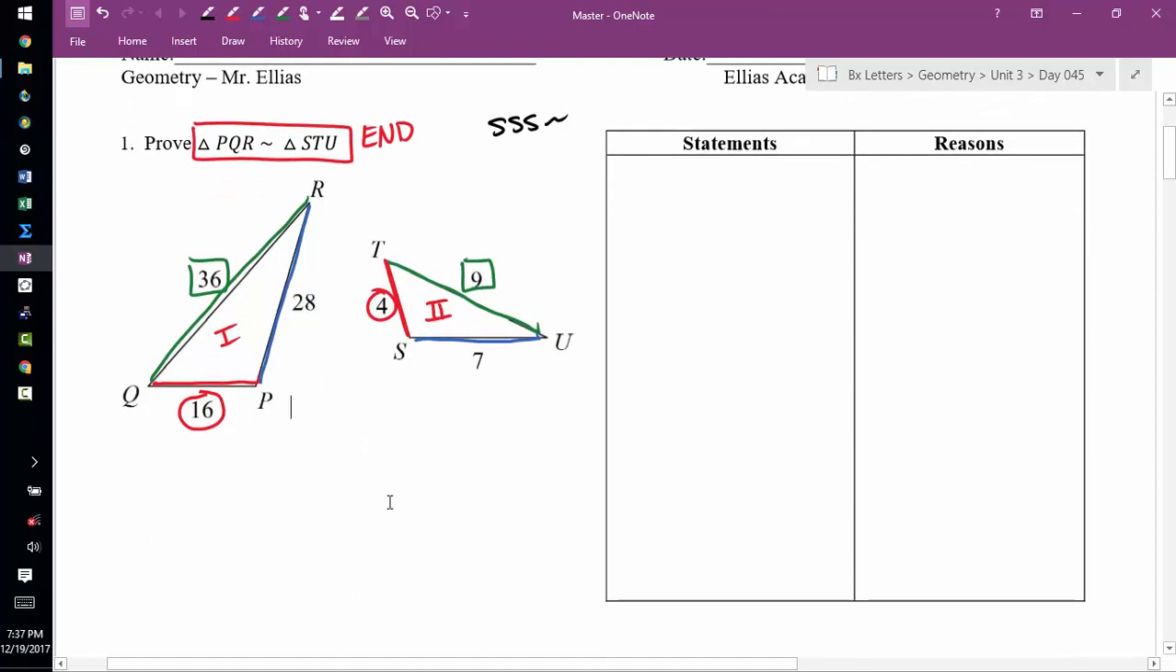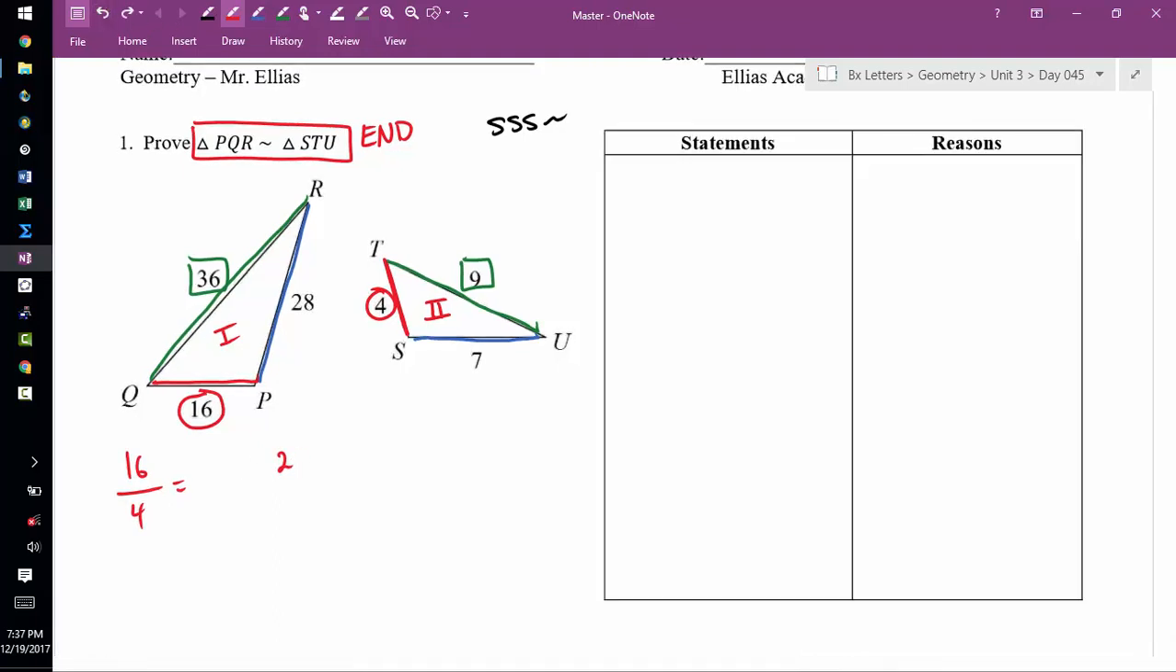In the margin, I'm going to show my work. I recommend you do that, just so when you write up the proof, you know everything checks out. 16 over 4, that will be a ratio. 28, right, this thing over the corresponding side, 7, that will be a ratio. And then last but not least, the big one, like that one there, 36 over 9.